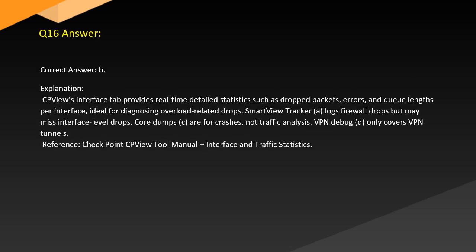Answer. Correct answer: B. Explanation: CPView's interface tab provides real-time detailed statistics such as dropped packets, errors, and queue lengths per interface, ideal for diagnosing overload-related drops. SmartView Tracker, A, logs firewall drops but may miss interface-level drops. Core dumps, C, are for crashes, not traffic analysis. VPN debug, D, only covers VPN tunnels. Reference: Check Point CPView tool manual, interface and traffic statistics.